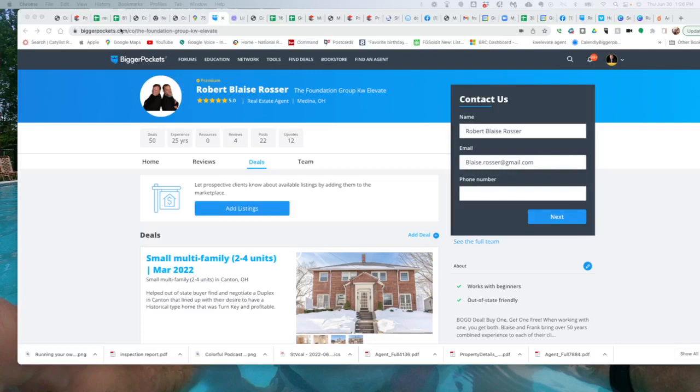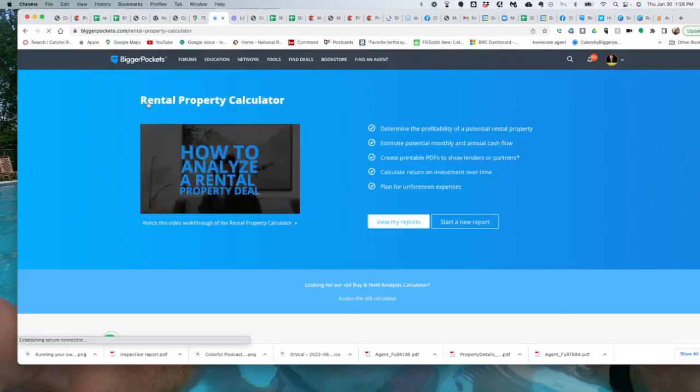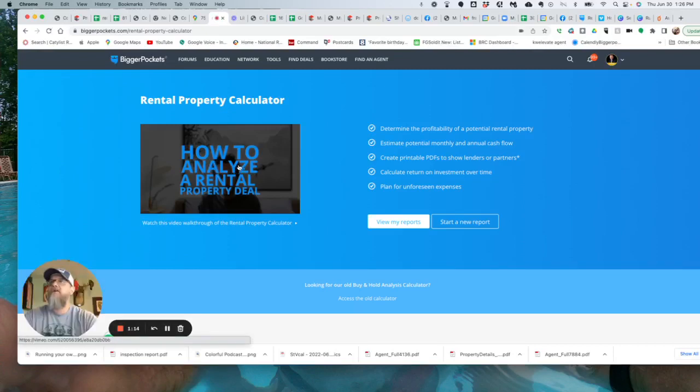And since most of the people that are on this group page are actually from Bigger Pockets, I'm going to use their calculator to show you how you could run your own numbers. So here I am on Bigger Pockets. If you just simply go up to Tools and jump over here to rental property, it's going to pull that screen up for you. And there's a little video on how to do it, which I'm going to show you here now today. But you could also go on here and watch this video as well. But it's as simple as just saying start a new report.